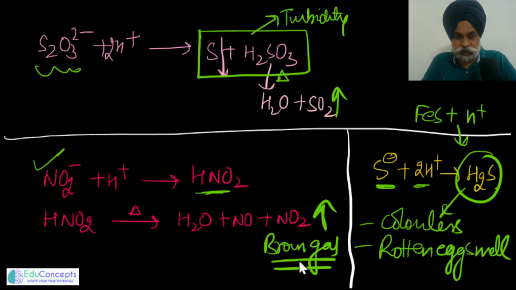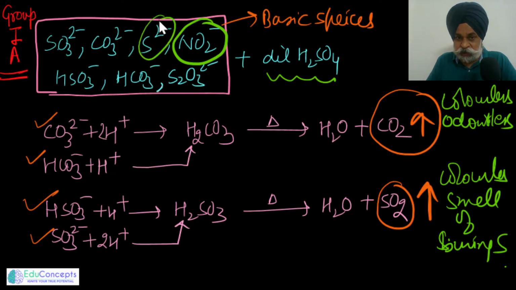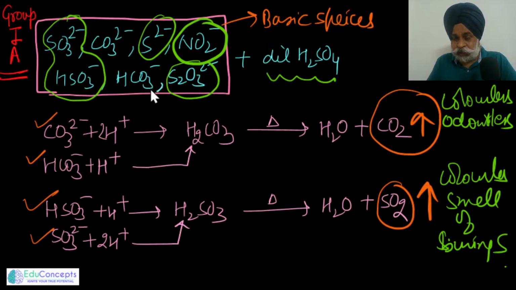So the point here is that these are the anions which I have grouped here. If you treat them with dilute sulfuric acid, they tend to produce some gas. The gas can be colored; if the gas is colored, it is NO2 negative. If the gas is colorless, any of these 6 anions are there, and out of these 6 anions, if something is producing a peculiar smell, then it can either be sulfide or sulfite or bisulfite or thiosulfate. And if it is not producing any smell, then carbonate or bicarbonate is there.